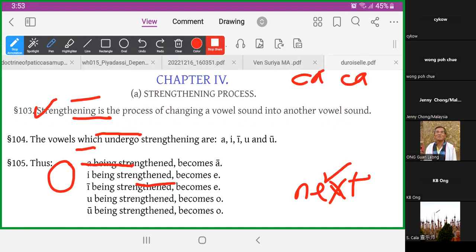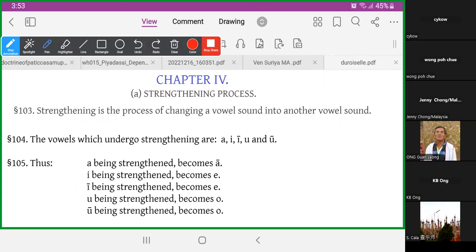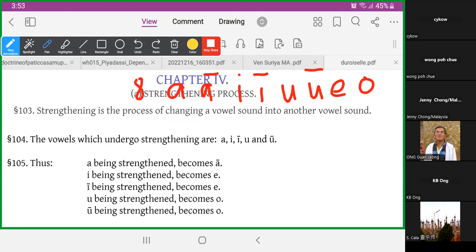Okay. So we look at this one. All right. So before we go for this, let's go for revision. How many vowels do we have? We have a, i, u, and so on, right? So how many vowels do we have? Eight, right? Okay. So which one is a short vowel? Which one is the short one? A, I, U. Okay.